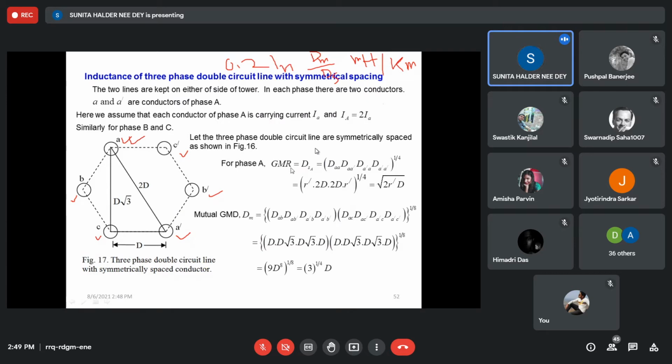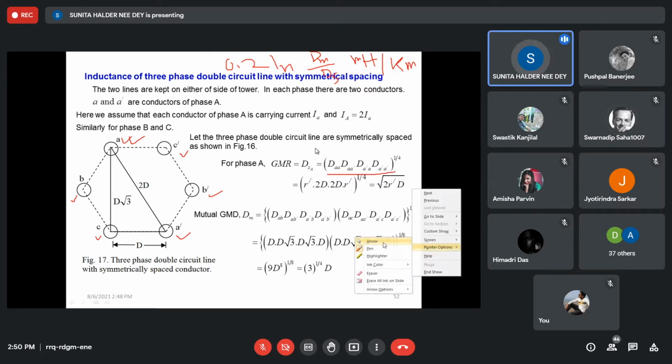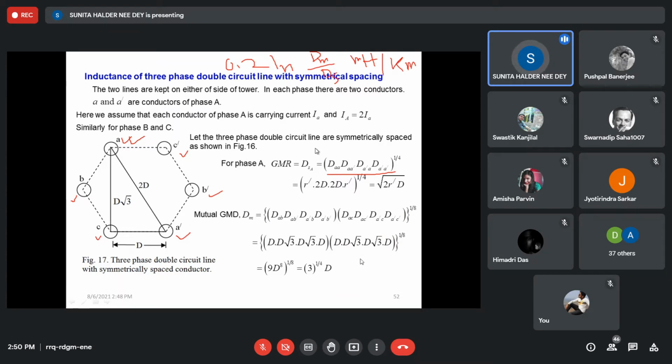Then GMR, say for phase A, what will be the GMR? R means radius, so self distances. In each conductor, how many subconductors are there in phase A and A dash? So how many self distances are there? One is AA or R dash, another is A to A dash, so DAA dash. Similarly, A dash to A, and A dash to A dash. Have you understood this line? Yes, ma'am. So there are four distances. To find the geometric mean, we should take the fourth root, so that is to the power 1/4.